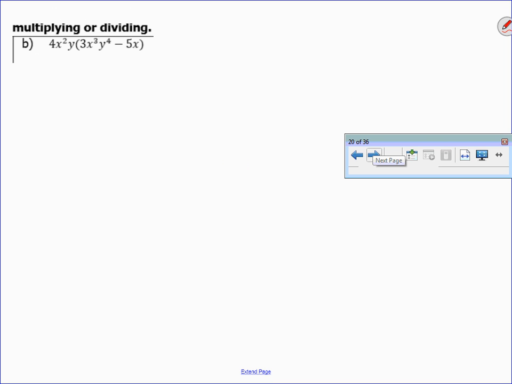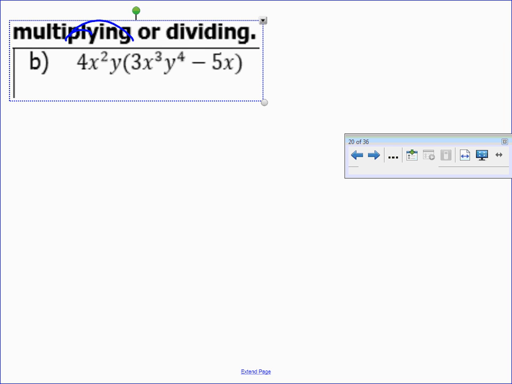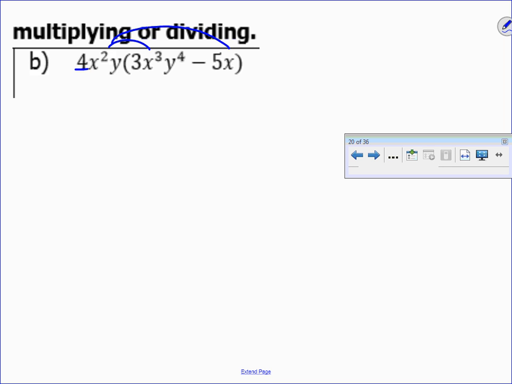All right, so this one is distributing. You're distributing this piece into the other two. So I will be distributing this to each. So it's multiplying each one. So 4 times 3 is 12. X squared times x cubed is x to the 5th. And y times y to the 4th is y to the 5th. And that was the first one.